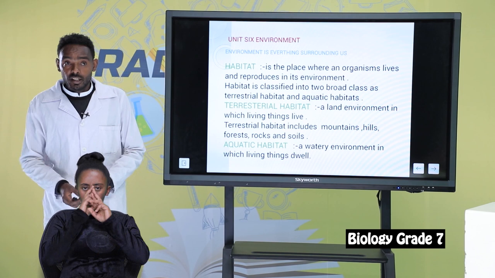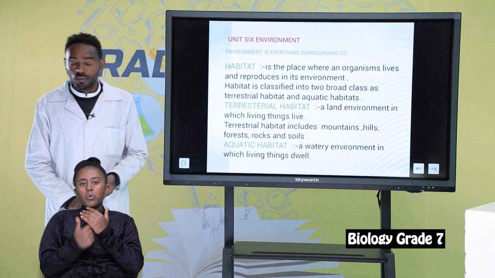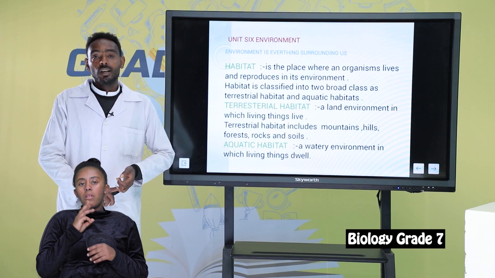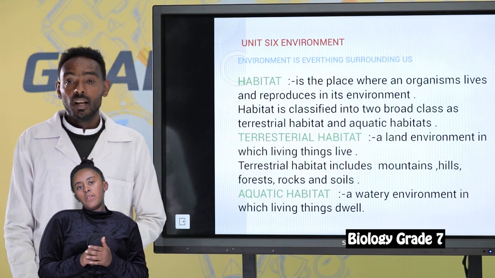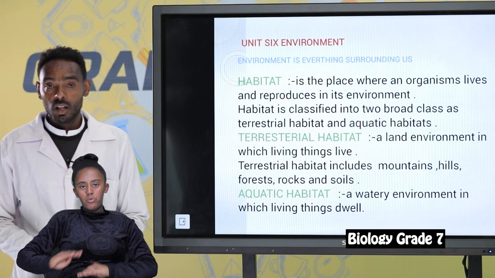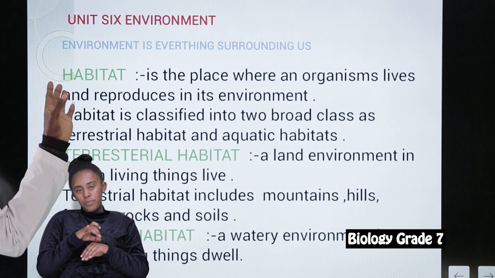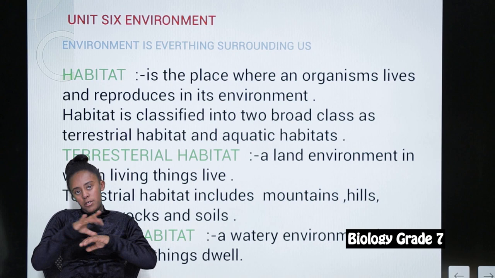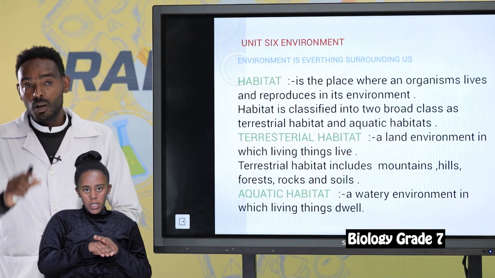Dear student, let us summarize Unit 6. Unit 6 is talking about environment, habitat, terrestrial habitat, aquatic habitat, and also the types of aquatic habitat, marine water and fresh water. Let us recall the main points of this topic. Habitat is a place where organisms live in and reproduce. And habitat is classified into two, as terrestrial habitat and aquatic habitat. Terrestrial habitat is a land habitat, and it includes mountains, rocks, hills, and also grassland.